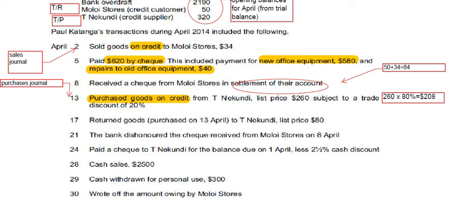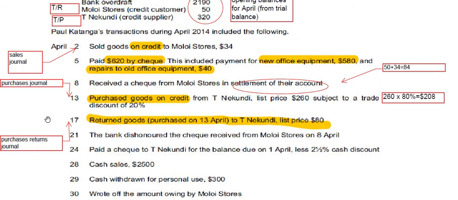So we will highlight the transaction. So let's highlight returned goods. Okay, and this transaction will end up in purchases returns journal. So we'll make a notation here, purchases returns journal. So this is the original entry for transaction on 17th of April.